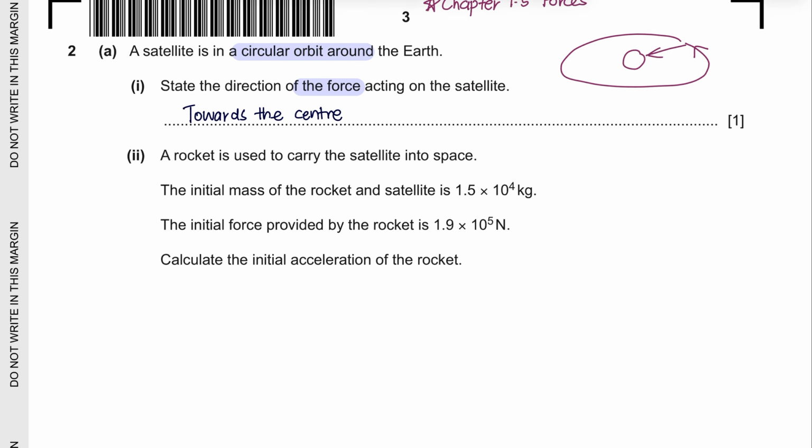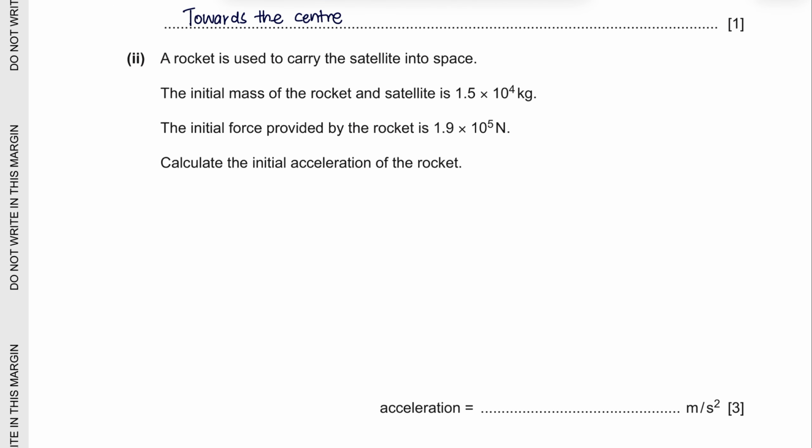Next, part 2. A rocket is used to carry the satellite into space. The initial mass of the rocket and satellite is 1.5 times 10 to the power of 4 kilograms. The initial force provided by the rocket is 1.9 times 10 to the power of 5 newtons. Calculate the initial acceleration for the rocket. When you are given mass and force and you are asked for acceleration, the formula to be used here would be force equals mass times acceleration, which is Newton's famous second law. Now first, let's understand the question.